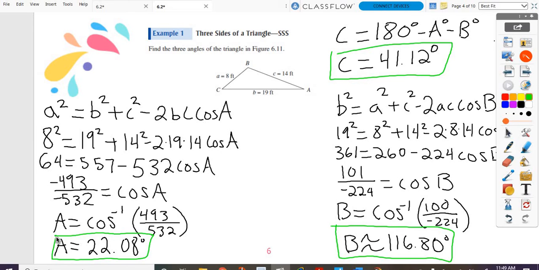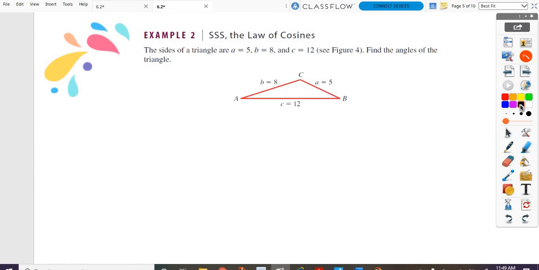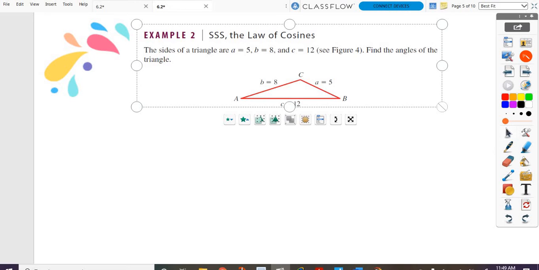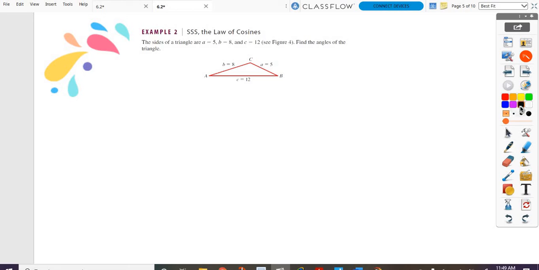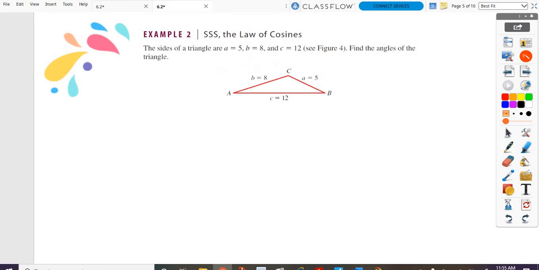So let's look at another triple side question. I want you to try this one on your own. Alright, so again, I just start with A because that's the order that I like to go, that way I don't forget any of them.